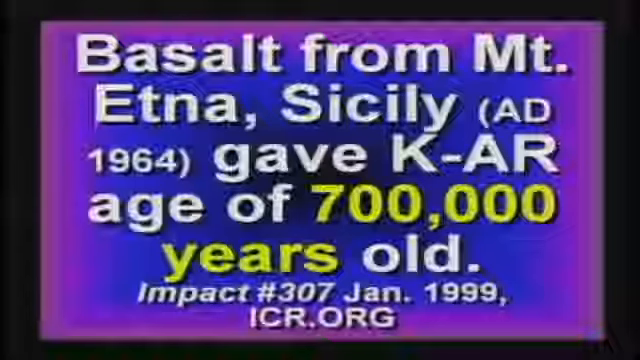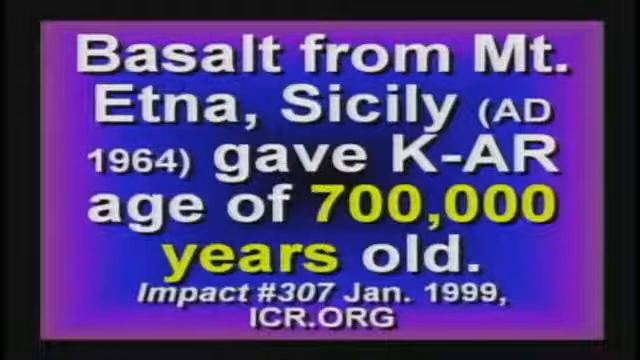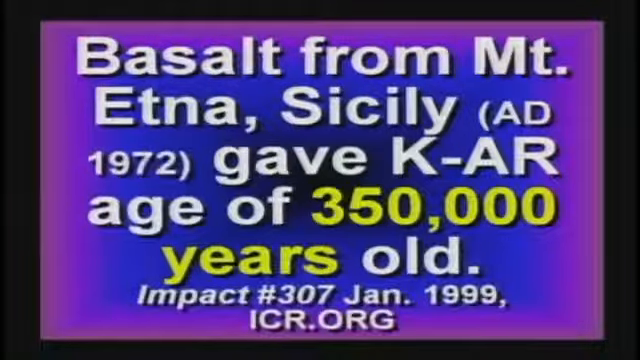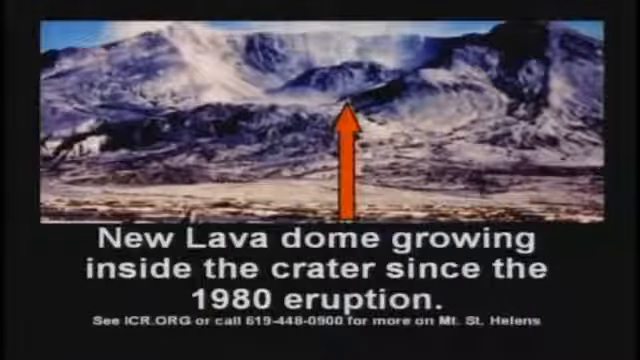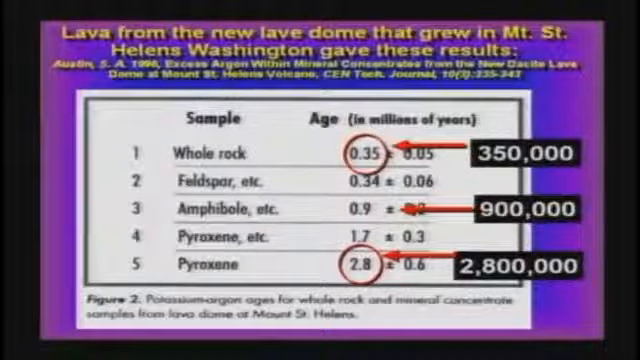Another volcano in Mount Etna from the 1964 eruption gave an age of 700,000. The 72 eruption gave an age of 350,000. It was erupting when I was over there in 2002, I believe. I don't remember. Lava from Mount St. Helens was tested, which my sister lives just 60 miles from there. They tested the lava from Mount St. Helens, brand new lava coming out of the volcano. Grab a sample. How old is it? They tested it 5 different ways and got 5 different numbers, all the way from 350,000 to 2.8 billion.